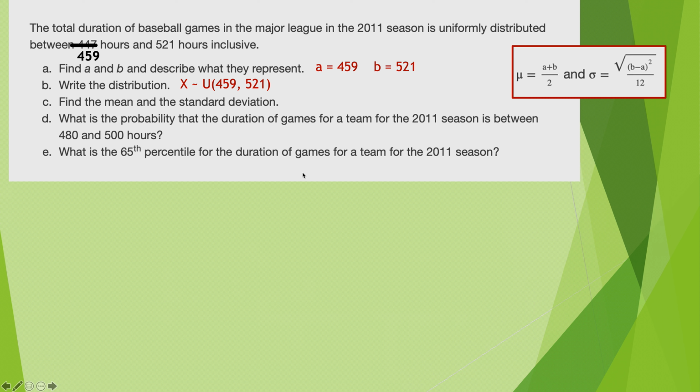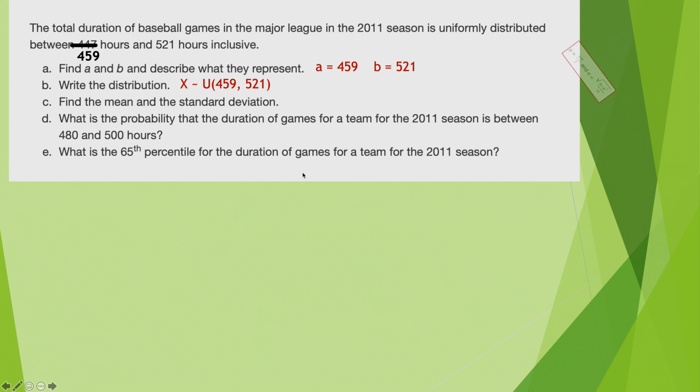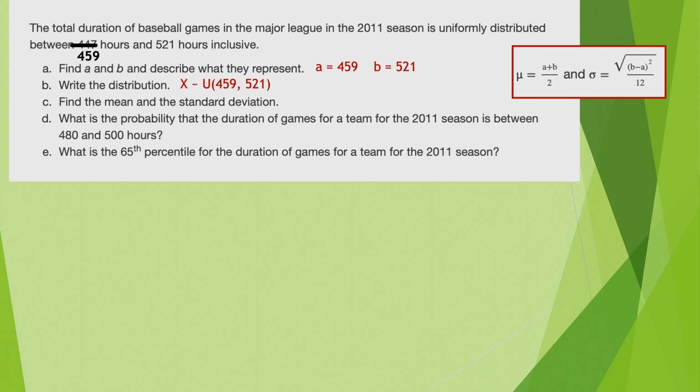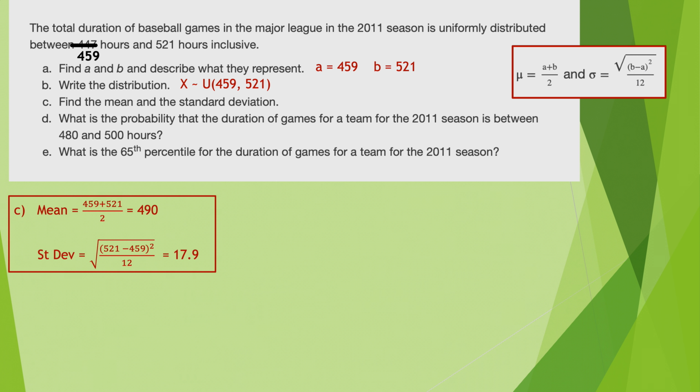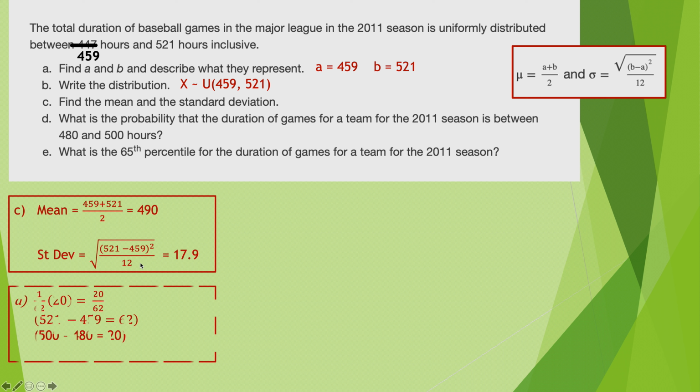Find the mean and the standard deviation. To do that, you use these two formulas. Crunching in the numbers, the mean will be A plus B divided by 2. That works out to be 490. The standard deviation is B minus A, then you have to square it, then you need to divide by 12, then you need to do the square root, which is 17.9. Okay? Those are just formulas. Just follow the formula, you'll be in good shape.